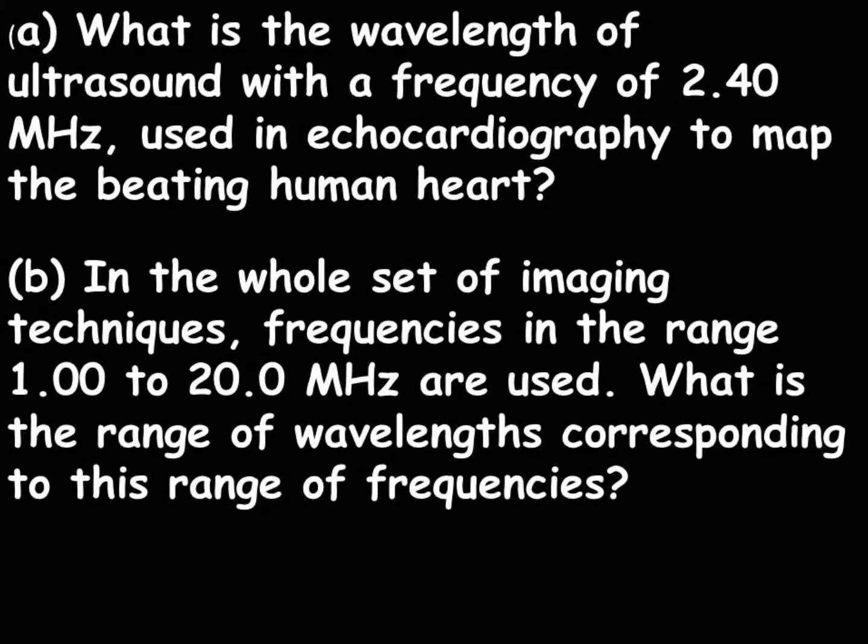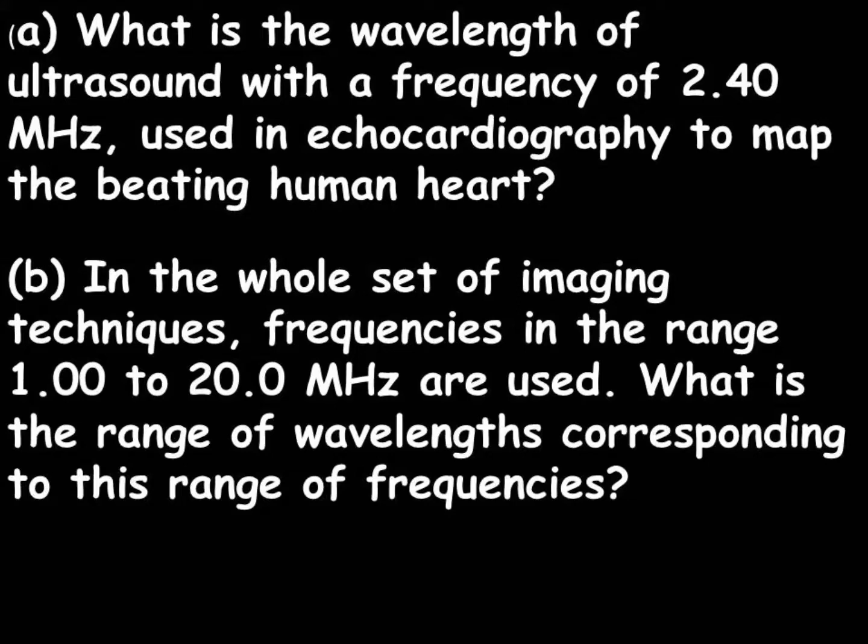This next one, there's two problems, A and B, similar to practice problems 1 through 6. It says, what is the wavelength of ultrasound with a frequency of 2.4 megahertz used in echocardiography to map the beating human heart? It also can tell you whether or not the heart is enlarged. Maybe the tissue that the heart is made of, the heart muscle, might be too thick. The valves in the heart, a variety of things in the heart could be amiss.